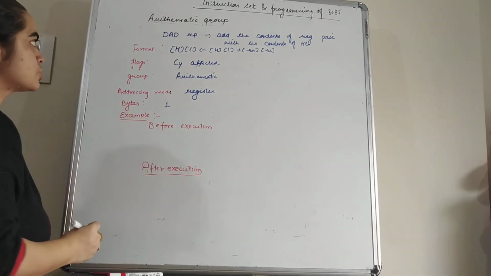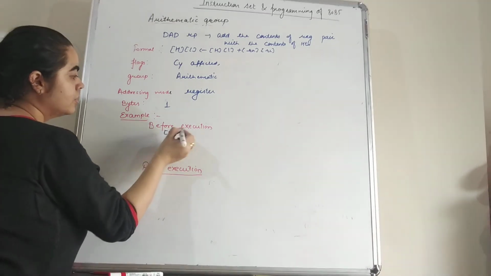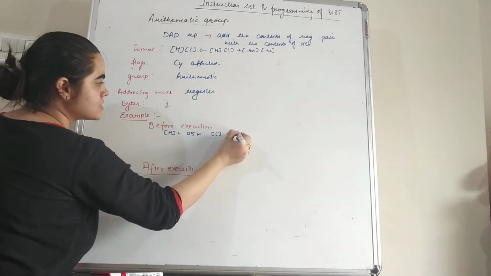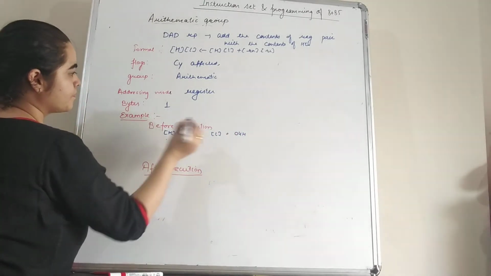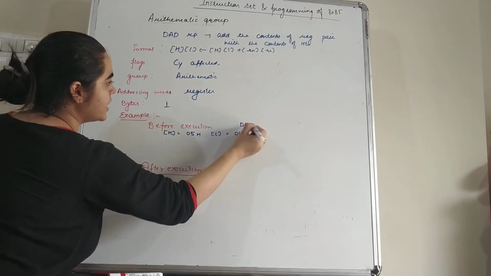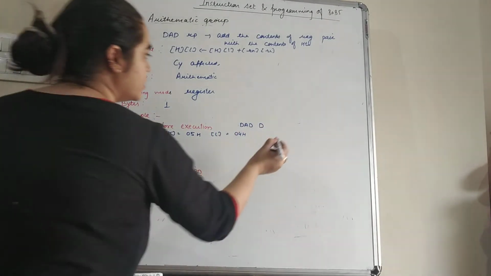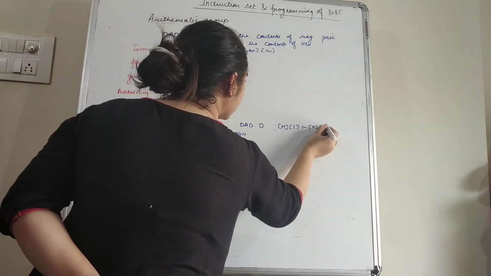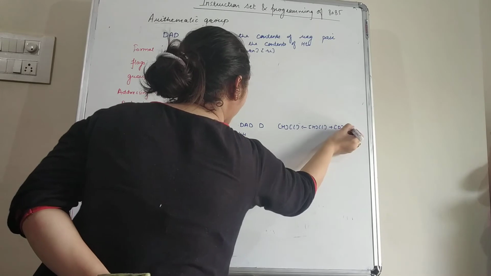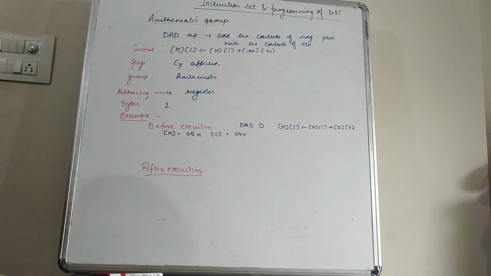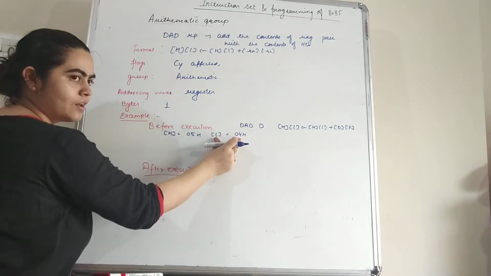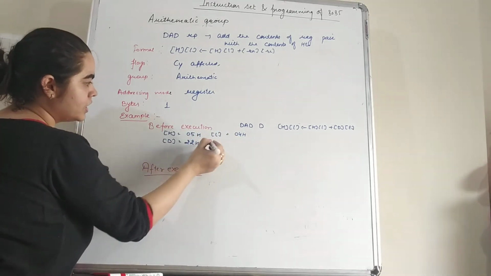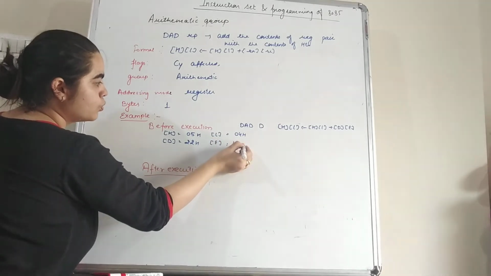Before execution, suppose students, the value of H is 05H and the value of L is 04H, and we have the instruction DAD D. This instruction means we add the contents of the HL pair with the contents of the DE pair, and the result is stored in the HL pair. So in H we have 05, in L we have 04. In D we have 22H, and in E we have 42H.